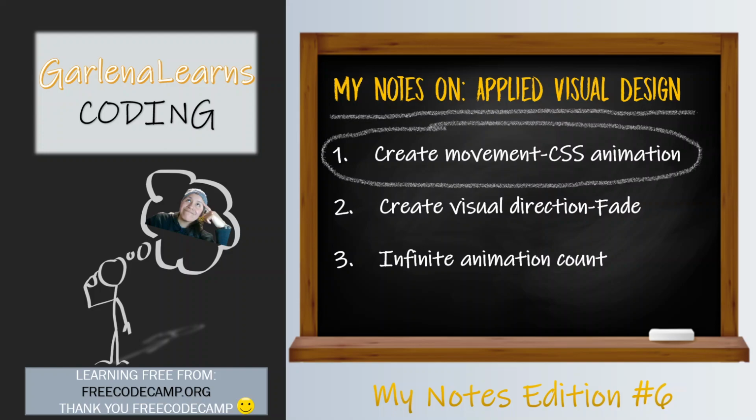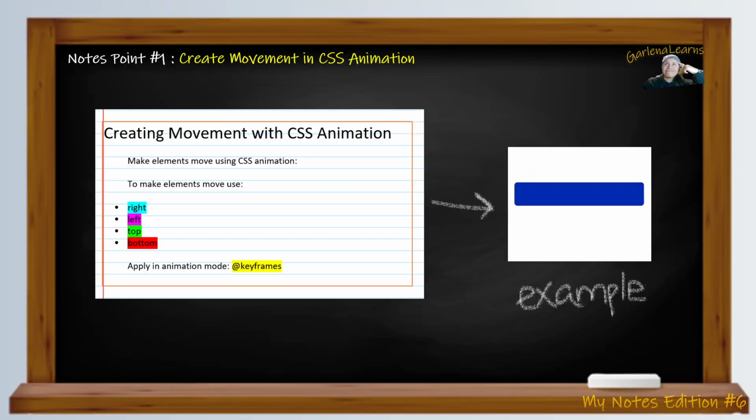All right, so create movement using CSS animation. What is that? Create movement is moving elements up, to the right, left, top, bottom, and you would do that using @keyframes. We're gonna see an example, and in this example you can see the element moving up and down.